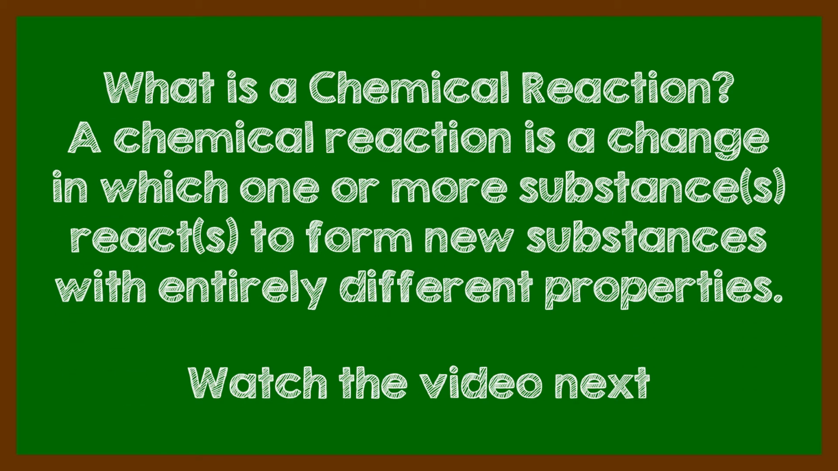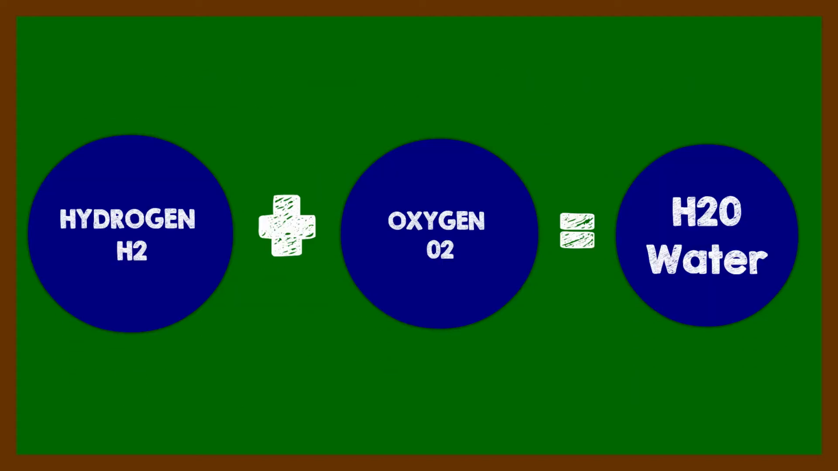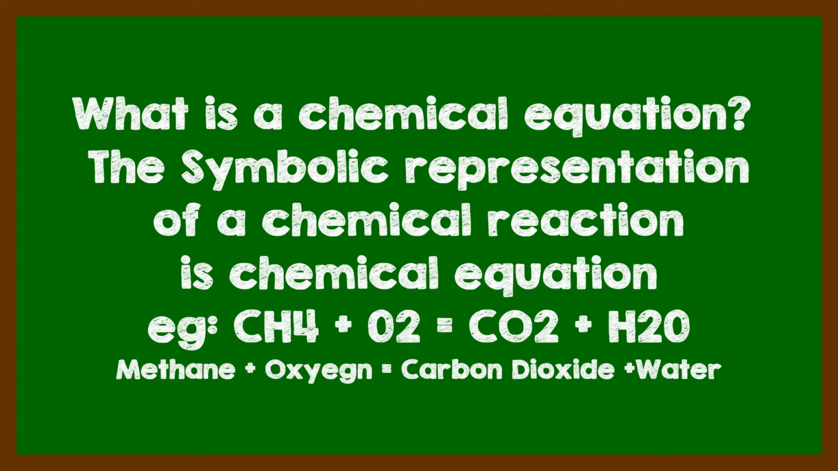What is a chemical reaction? A chemical reaction is a change in which one or more substances react to form new substances with entirely different properties. What is a chemical equation? The symbolic representation of a chemical reaction is a chemical equation.